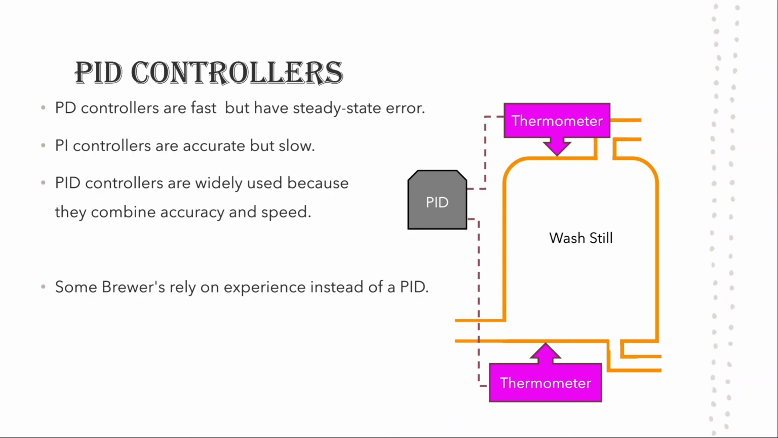Some brewers with enough experience even claim they monitor and control the temperature manually because they are faster and more accurate than a PID. This, of course, is all based on experience and personal preference.